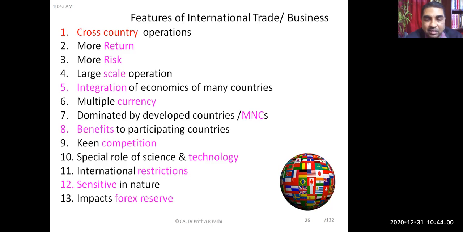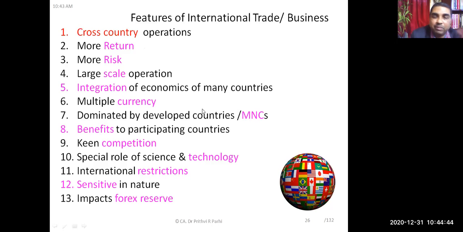This business is expected to give more return. And when return is more, risk is also more. So more risk and more return. This business has large scale operation. And when you venture into international business, economy gets integrated. That means different countries' economies get connected. They become dependent on each other. So integration of economy happens through international trade and commerce.